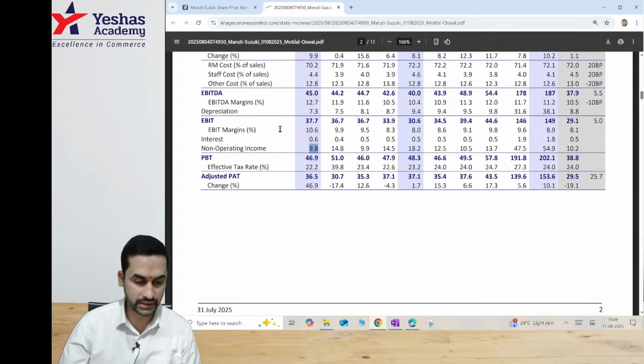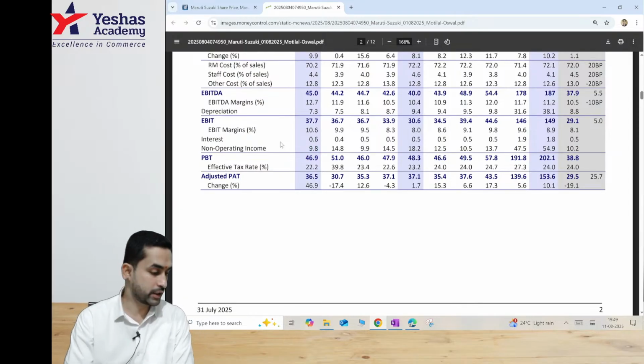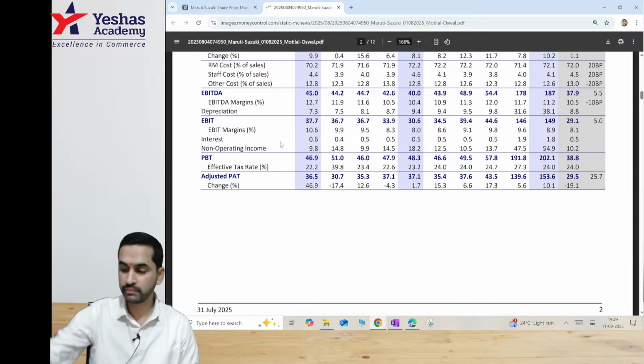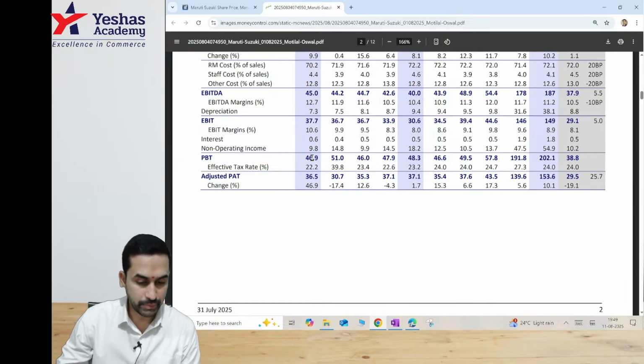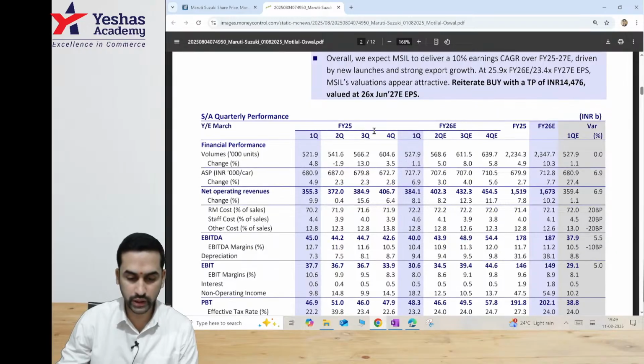In today's class we discussed non-operating income is that income which is not related to your day-to-day business. Remember? And then tax, PBT, and using the tax rate they have calculated PAT, profit after tax. This they have shown for all quarters, Q1, Q2, Q3, and also FY. This is for the full year.